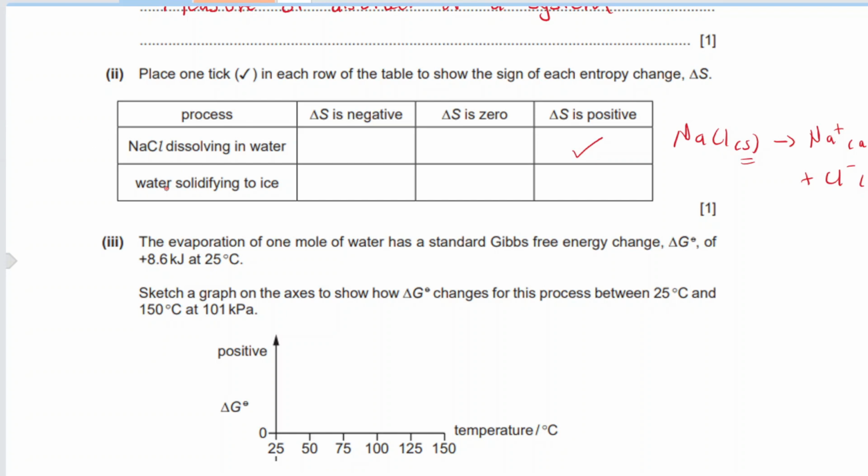And how about when water solidifies to ice? So this time you are going from H2O liquid to H2O solid. So you are actually decreasing the randomness.